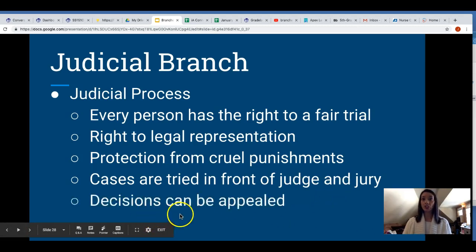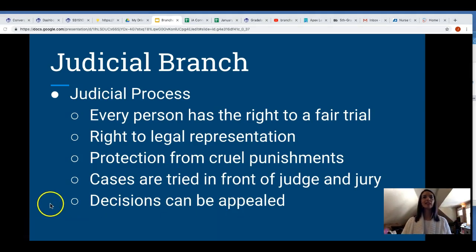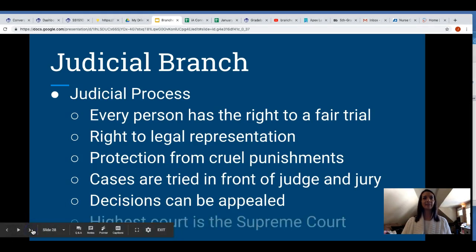And decisions can be appealed. Remember, we're talking about the judicial process. So if a judge and a jury decide that the person is innocent or guilty, that decision can be changed. You can actually file paperwork to say, this is why I don't agree, and then you can go through another court case.